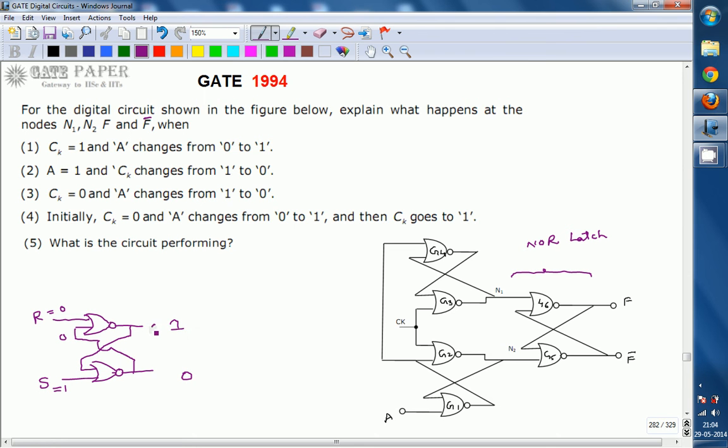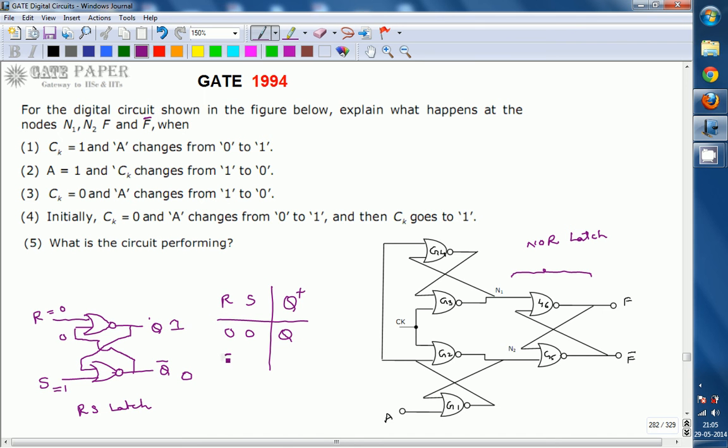So this will be treated as Q, and this will be treated as Q bar. Q and Q bar, and R and S. So this is an RS latch using NOR gates. The truth table for this has R, S and Q plus, the next state. If they are 0, 0, the next state is the same as the present state.